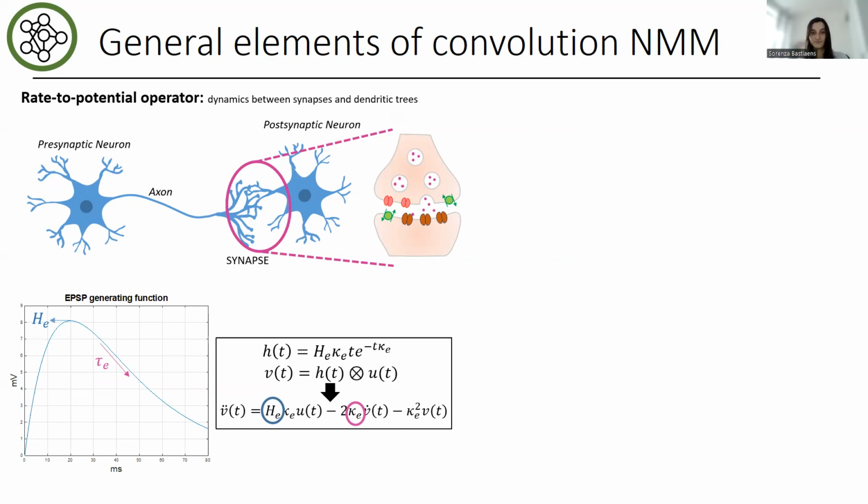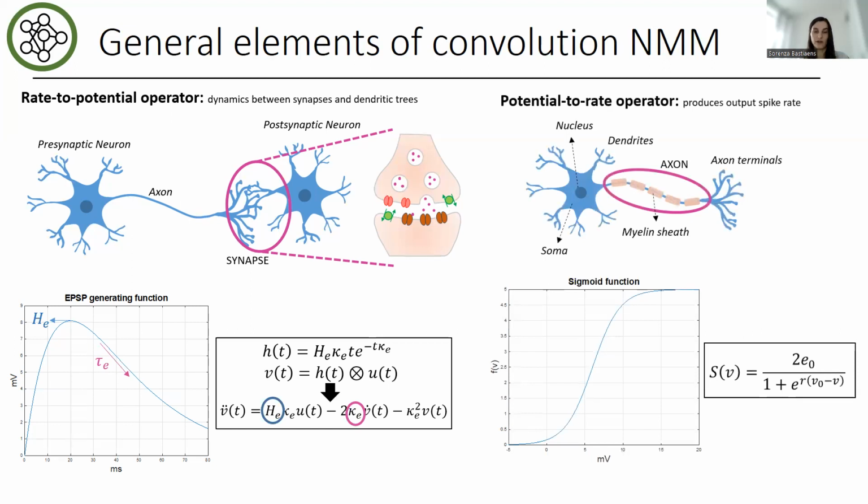so how fast the signal will be transmitted. And then there's also a potential to rate operator, which is represented by a nonlinear function, generally a sigmoid, and this transforms the average membrane potential of the population into the average rate of action potentials fired by the neuron. This is also known as the wave to pulse conversion, so it does the inverse process of the rate to potential operator.